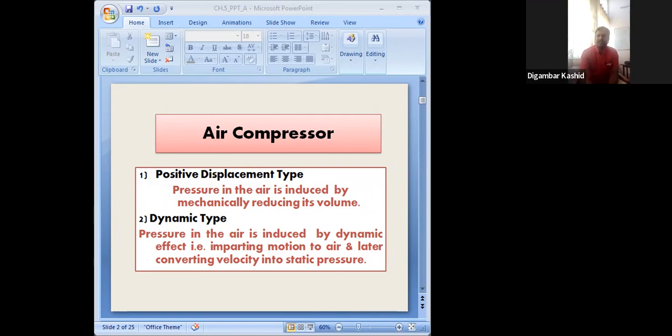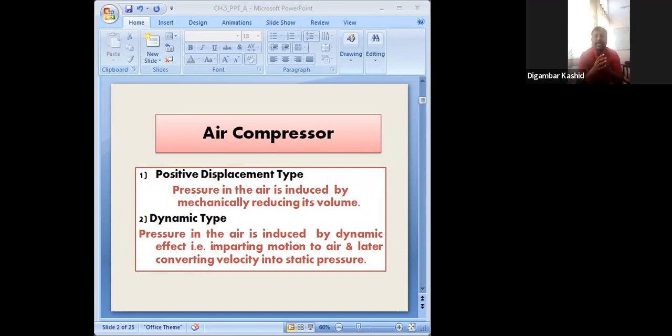And second is the dynamic type. Dynamic compressors are also known as turbo compressors. These dynamic compressors employ rotating vanes or impellers for what purpose? To increase the pressure of the air. The dynamic type of air compressor uses rotating vanes or impellers to increase the pressure of the air, and that pressure in the air is increased by dynamic effect.